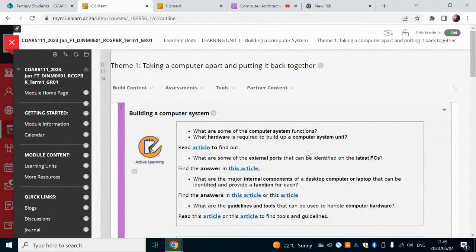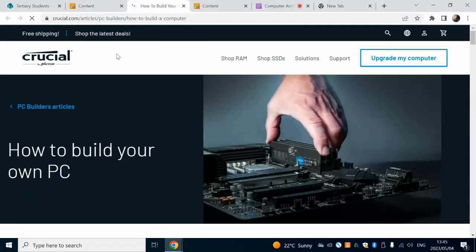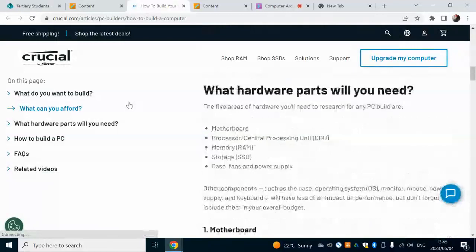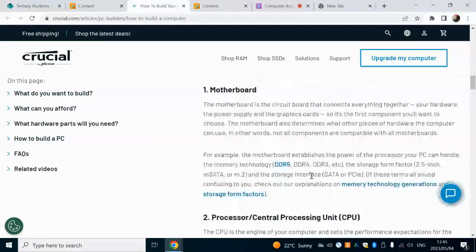and then I look at what are some of the computer functions, what hardware is required, read this article, find answers in this article. So then I go and I click on these different articles, and then I just skim through. You want to build, what can you afford, what are you going to find inside, motherboard, CPU, memory, storage, and then the case fans and supplies. So then they're even telling me these are the types of RAM that you're going to find, DDR5, DDR4, DDR3.